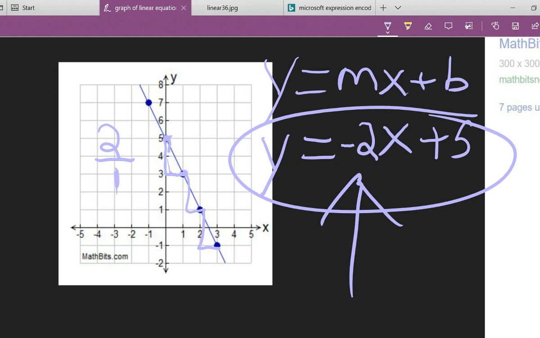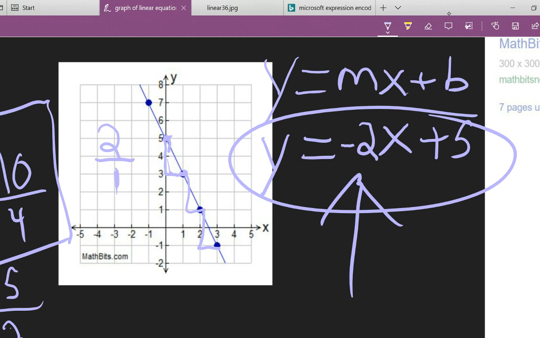Anytime you get a fraction for your slope, like let's say it was 10 over 4, well, we don't leave it like that. Technically, it is the rise over the run. This has nothing to do with the question we just did, by the way. 10 over 4, you would simplify that down. 2 goes into 10 5 times and 2 goes into 4 twice. Your answer would be 5/2.